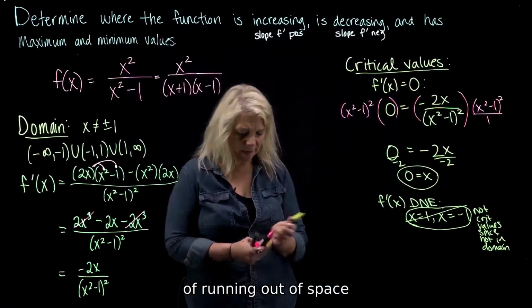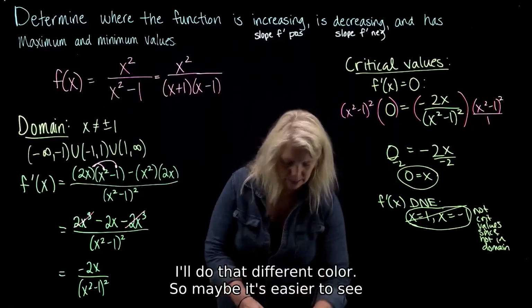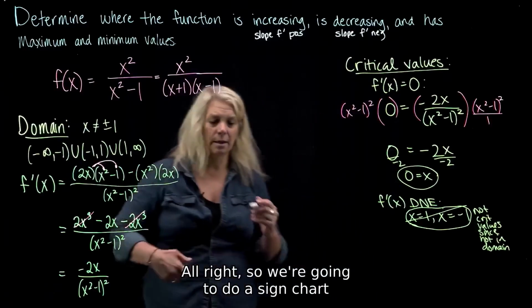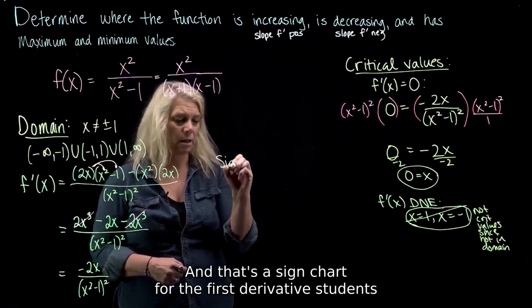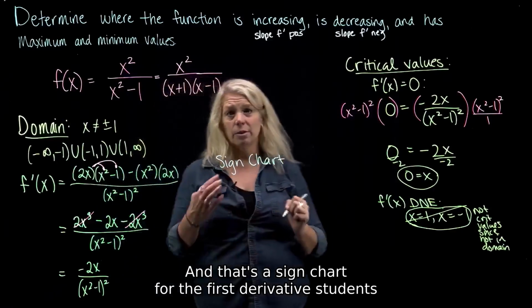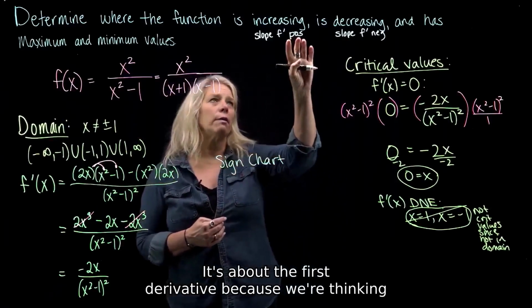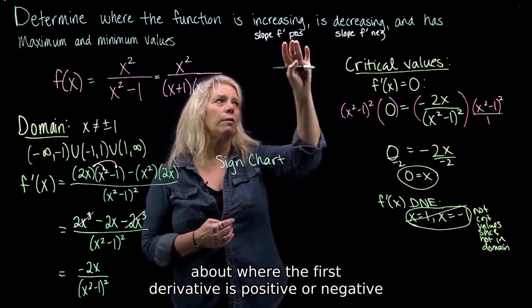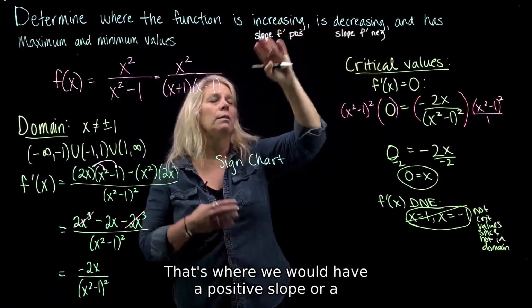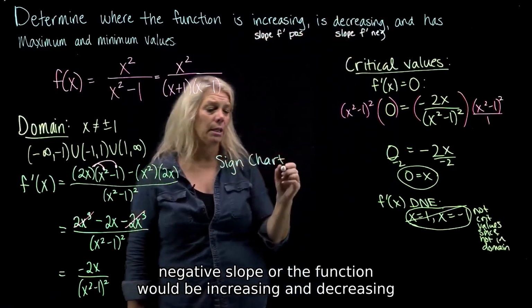So I'm kind of running out of space, but I'll just do that in the middle here. All right, I'll do that in a different color, so maybe it's easier to see. All right, so we're going to do a sign chart, and that's a sign chart for the first derivative. Students get confused about what they're making a sign chart for. It's about the first derivative because we're thinking about where the first derivative is positive or negative. That's where we would have a positive slope or a negative slope, or the function would be increasing and decreasing.